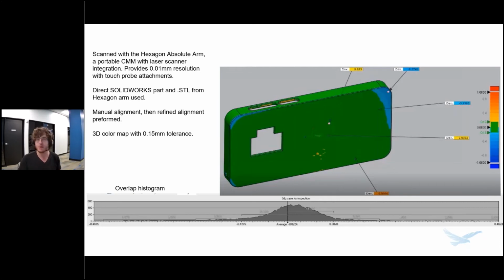Maybe I can use a datum alignment if that's required, or a specific point alignment, defining certain features and aligning based off of those. As for the color map, I did set it to about a 0.5 millimeter tolerance. So this is a pretty good quality tolerance just because I want to get an overall idea.